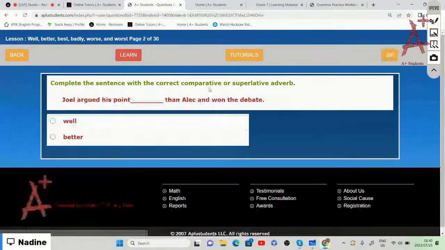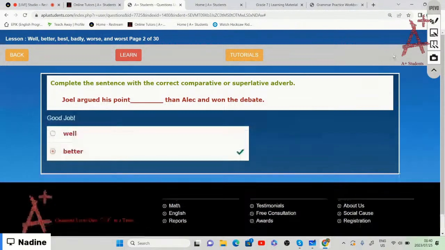Joel argued his point. Is it well than Alec and won the debate, or better than Alec and won the debate? Right? In this case, Joel is being compared to Alec, right? Which means that it is a comparative adverb. So we are going to say better, right? Better. And it is a comparative adverb.